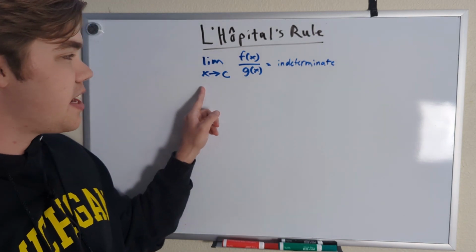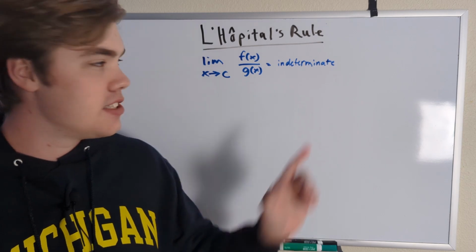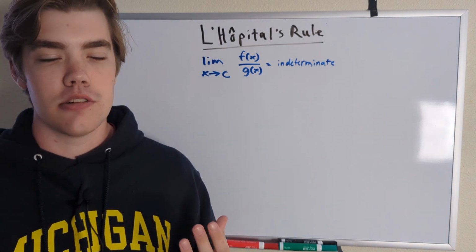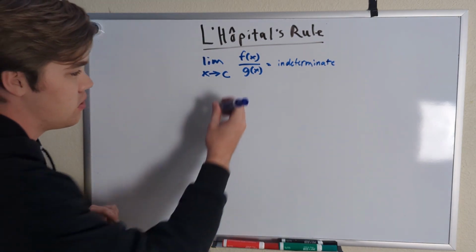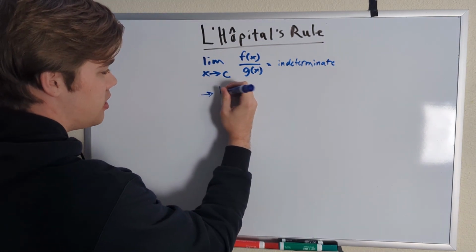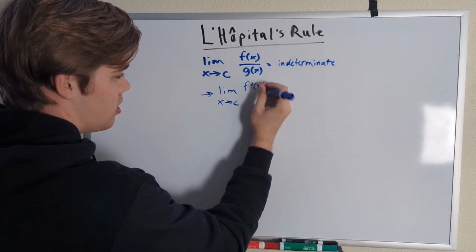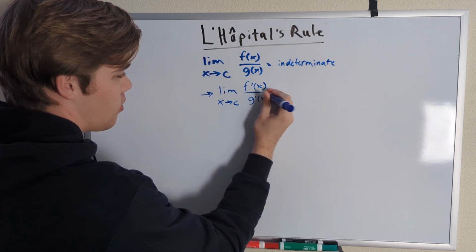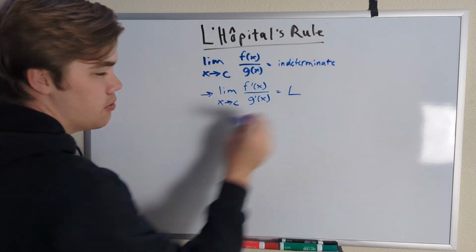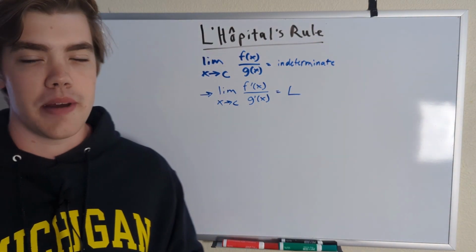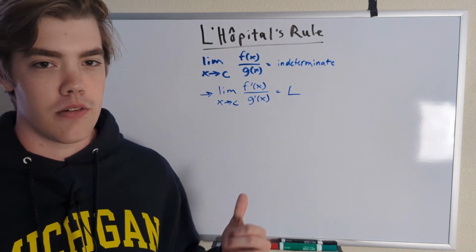So first of all, let's define what this rule is and why we use it. If we have a limit as x approaches c of one function being divided by another function, and that limit ends up being an indeterminate form, then we can use L'Hopital's rule in order to figure out what the limit of this function is. In order to use L'Hopital's rule, all we have to do is change this problem to the limit as x approaches c of f prime of x divided by g prime of x. In other words, the derivative of the top function and the derivative of the bottom function, and this will give us our new limit. Now sometimes you have to do this multiple times, so you may have to take the second derivative or the third derivative in order to find the limit. And we'll talk about that in a minute when we do some example problems.